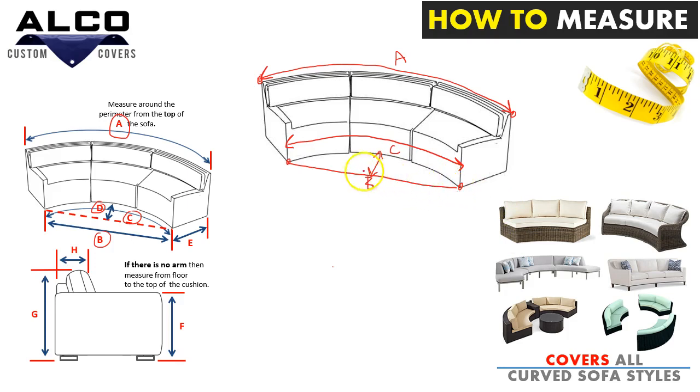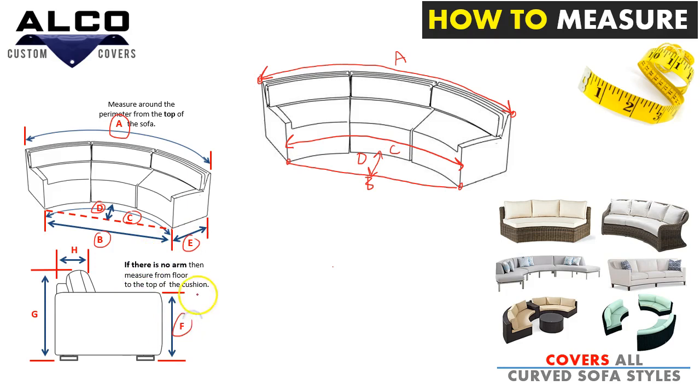And for your D, it's going to be from the middle of the curve to this imaginary line. So maybe lay a piece of string or just something straight from one corner to the other, and then measure this distance, and that's going to be your D dimension. And E, relatively straightforward. That's just the width at the base.